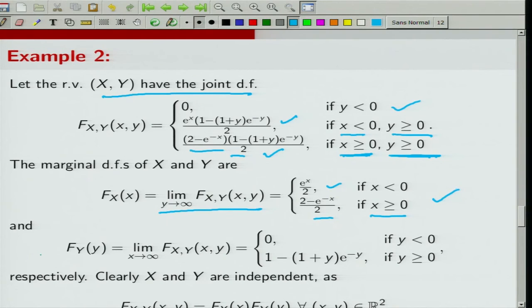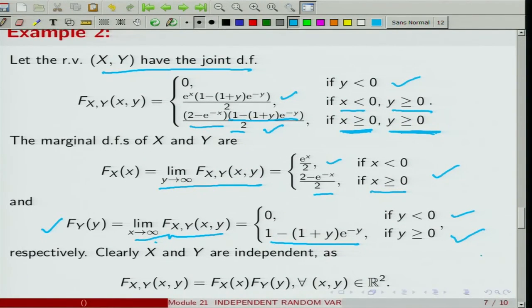I look at the marginal distribution function of Y, which is obtained by taking the limit x going to infinity of F_XY(x,y). So, clearly, if y is less than 0, this is always 0. If y is greater than or equal to 0, x going to infinity would fall in this branch. So, I take x going to infinity, e to the power minus x as x goes to infinity would be 0. So, the 2 by 2 would get cancelled, and you would get just this quantity, and that is what you get over here. So, I get the marginal distribution function of Y as this.